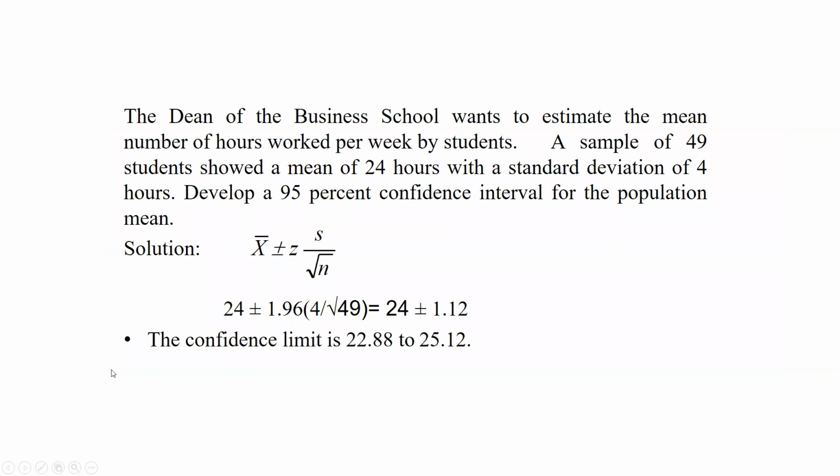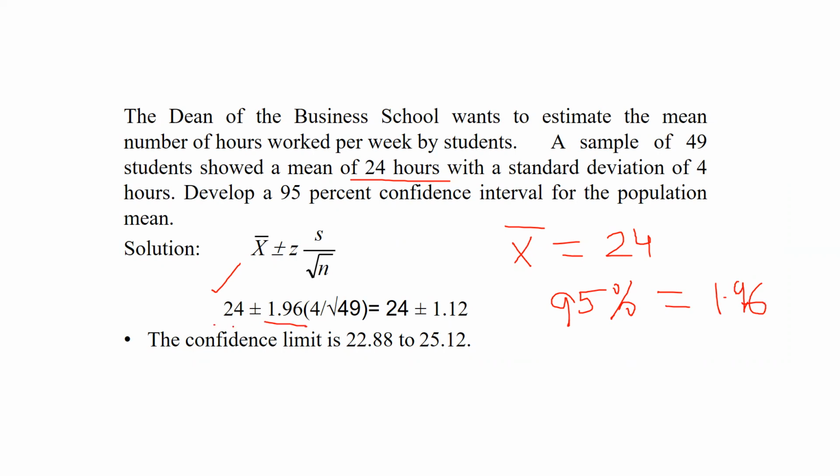The mean value, you can see here, this is our mean value. That is our x bar. I'm just writing here x bar equal to 24. So I have put it here. At the 95% confidence interval, what is the value of z score? That would be 1.96. So I have already incorporated here 1.96.